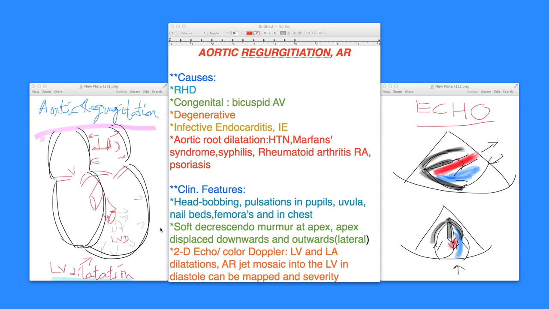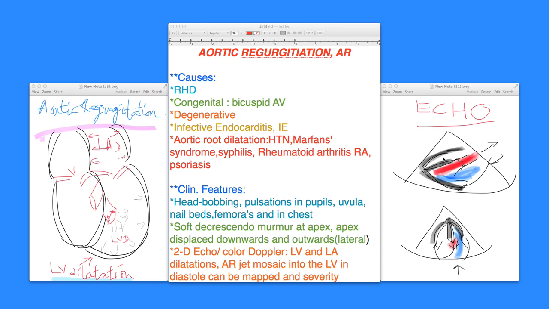A soft decrescendo murmur, which is decreasing in intensity from the onset of the murmur. It's in diastole, and that occurs at the apex, and the apex is also displaced downwards and outwards in the chest.